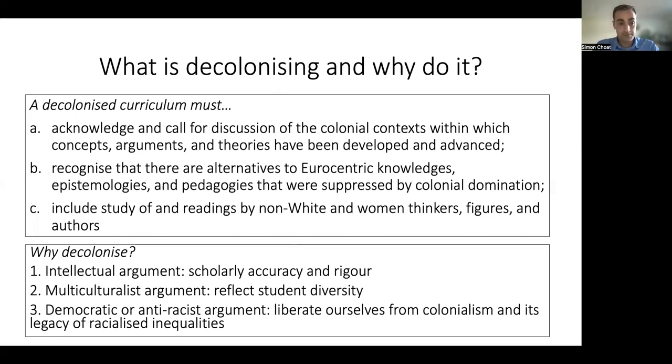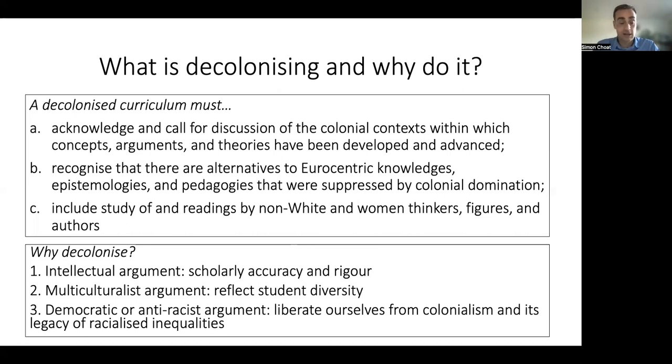Now, we agree with this argument, and we agree that acknowledging and respecting diversity is an important goal, but on its own, we think it's probably insufficient reason to decolonize, because if your aim is that curricula should reflect the diversity of students, then logically that implies that if you teach at a very white university with a very white student body, you can have a very white curriculum, and that can't be right. So we support this argument, but on its own, we think it's not enough.